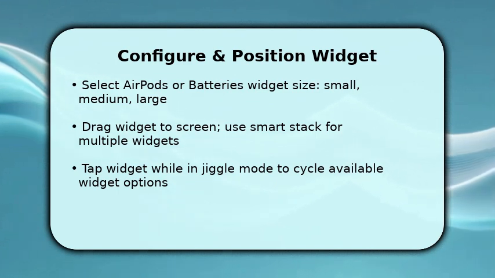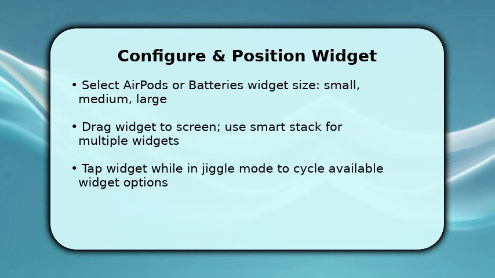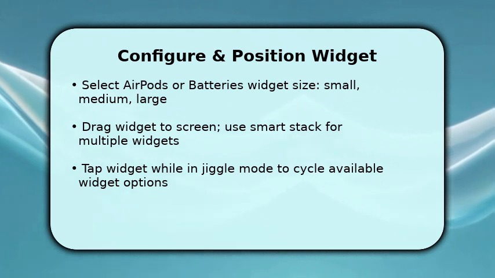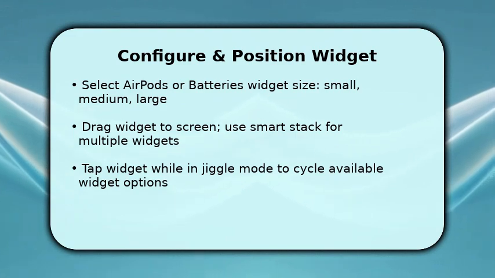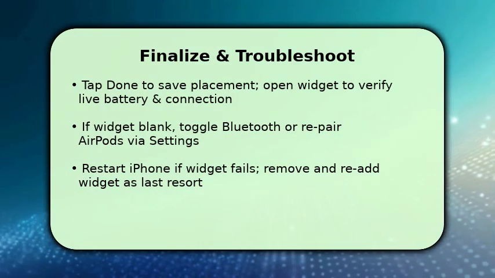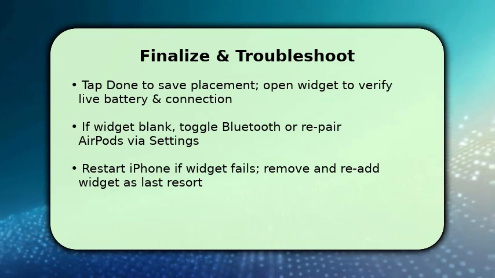If the widget shows the wrong device, while still in jiggle mode, tap the widget to cycle data sources until your AirPods appear. Make sure Bluetooth is active. Finish by tapping Done, then glance at the widget to confirm it shows your AirPods battery and connection status.